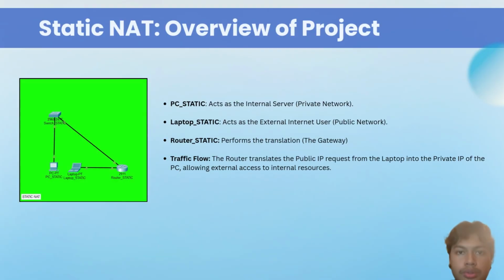Now I will walk you through an overview of our project where we configure the static NAT. The first one is PC static. If we take a look at the diagram, it acts as the internal server on our private network. The second one is router static, which will perform the translation as the gateway in the middle between the PC and laptop. Lastly, laptop static will act as the external internet user on the public network, or the public internet. So the flow is how the router translates the public IP request from the laptop into the private IP of the PC, which allows external access to internal resources.